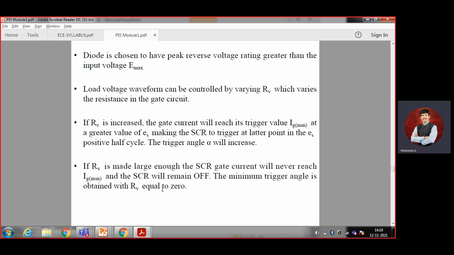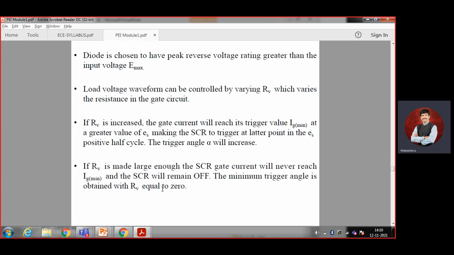See, very simple. As the resistance increases, current flow decreases. If the current flow decreases, your gate will not get the current at all. So you should select a suitable variable resistance value in such a way that the current is greater than the IG minimum it has to supply. If it supplies more, there is a problem. If it supplies less also, gate current will not be supplied to your SCR. So suitably, a variable resistance has to be kept.